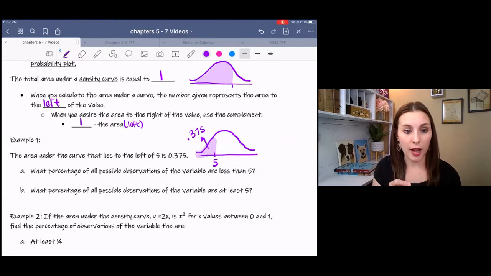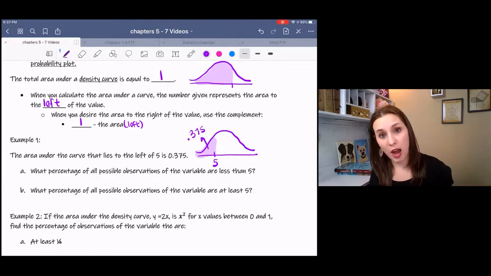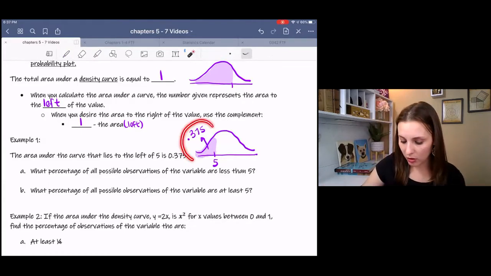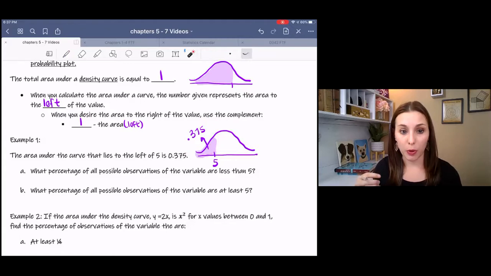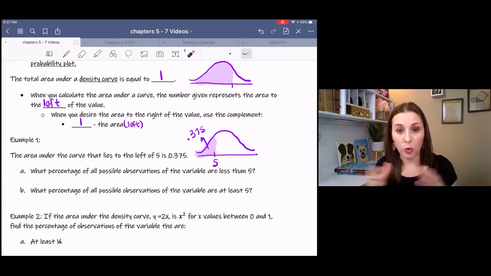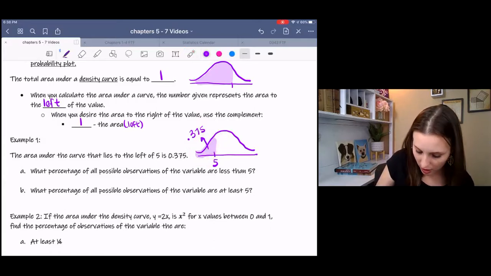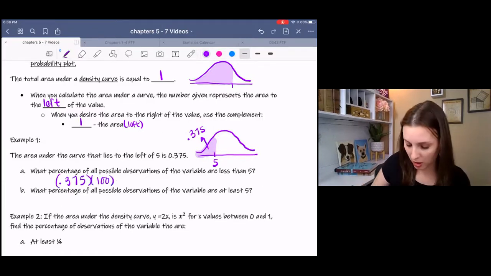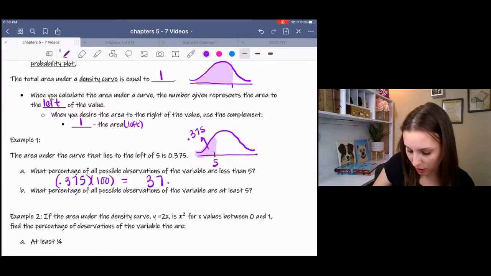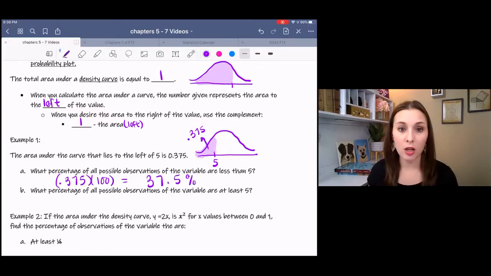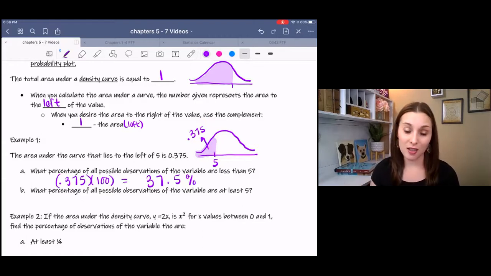So it says in part A, what percentage of all possible observations of the variable are less than 5? Well, the area is representing the percentage of the observations within that range. So we can say the percentage of observations less than 5 is 0.375 times 100 to move it to percent. We get 37.5%. So we can say 37.5% of our observations are less than 5.